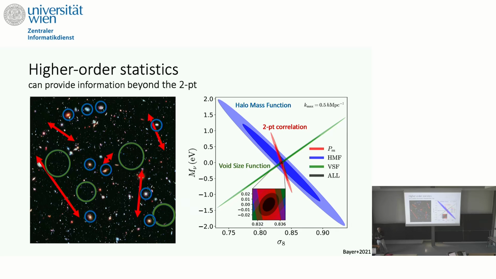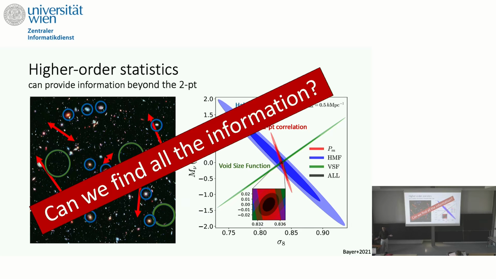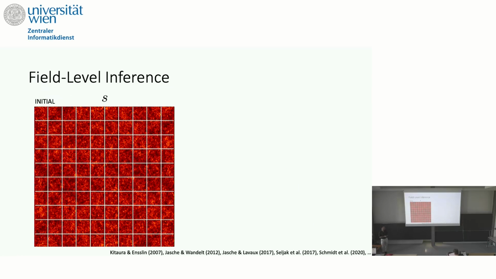So theoretically, there's a lot of extra information to be found in the field. And the question is, can we find all of the information? And so this is the motivation for field level inference. And the idea is you start in the early universe where the initial conditions are Gaussian. So every pixel in your field is a Gaussian random variable.